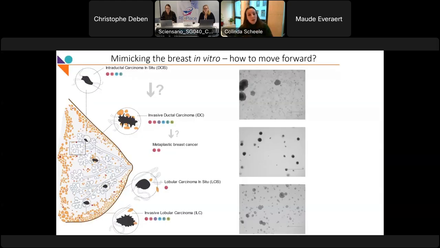Eventually what we want to do, once we have these healthy organoids that resemble the different stages, is co-culture them with our tumor organoid lines that we have already established. When we make these assembloids, we make them grow together and see how the different stimuli can inhibit or promote the growth of these cancer organoids in the healthy context.